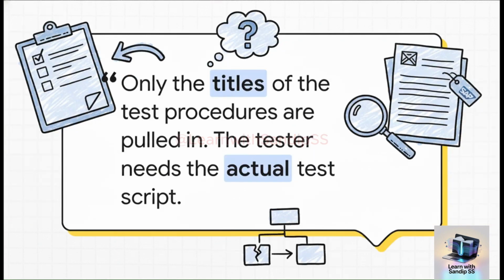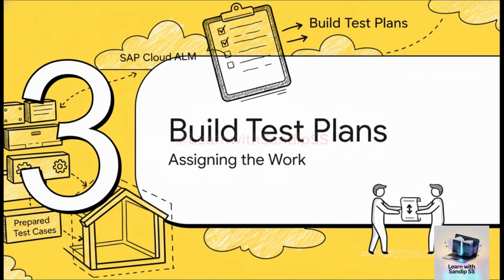Okay, now this is super important. A real gotcha you need to know about. When you create that test case, the system just pulls in the titles of the steps, not the nitty-gritty details. What this means is, your tester still needs the actual detailed test script, probably from something like SAP Signavio Process Navigator, to know exactly what to click and what data to enter. This is such a critical piece of the puzzle to make sure your testers aren't just left guessing what to do next.